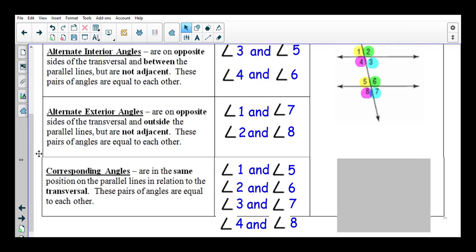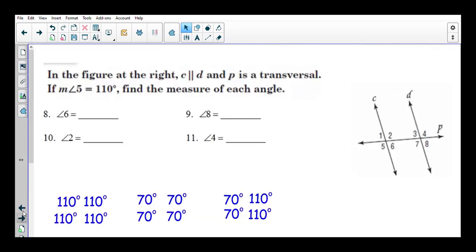Now know that in other pictures, these numbers might be in a different order. The picture might not look exactly the same. So you really have to have an understanding of these because it's not always going to be angle 1 and angle 5. They might be different angle measures if we mix up those numbers. So let's go ahead down to numbers 8 through 15.